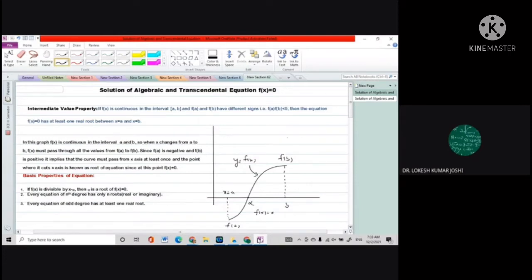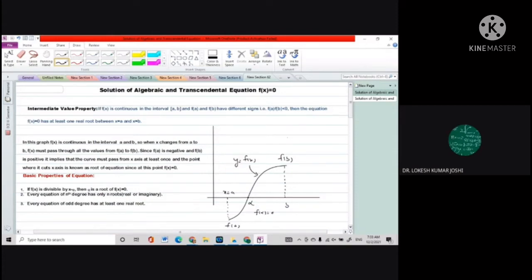Trapping is important. When we trap the root, then we approximate the root by using the bisection method, regula falsi method, secant method, Newton-Raphson method, and other methods. So let us discuss the intermediate value property.